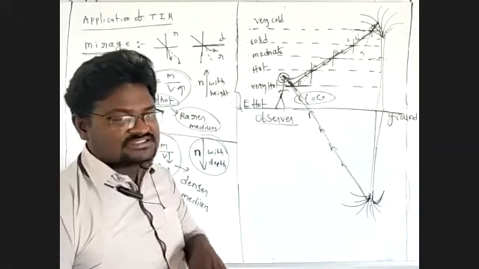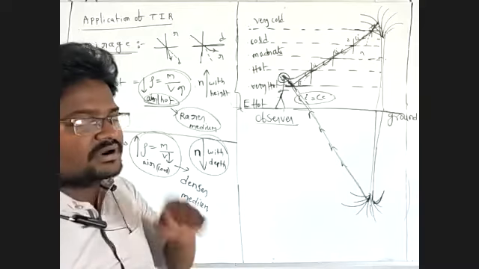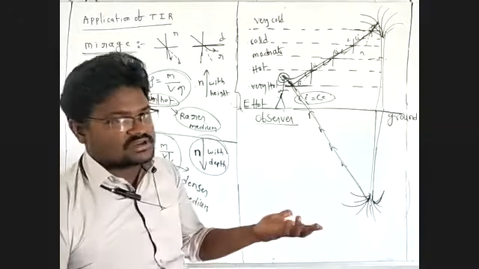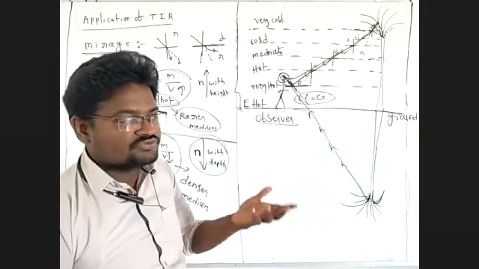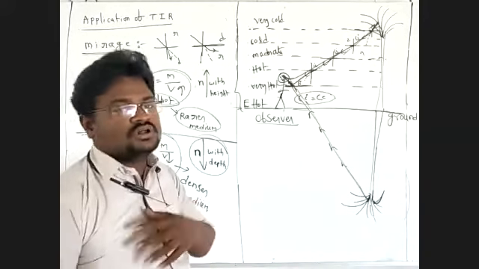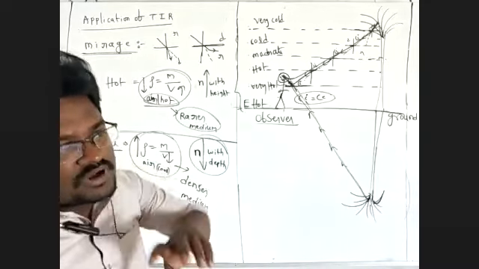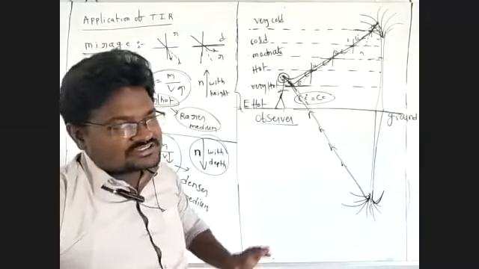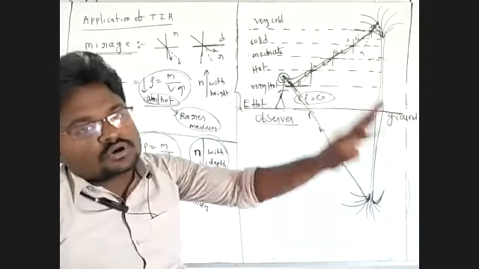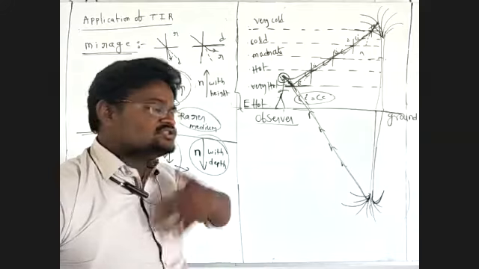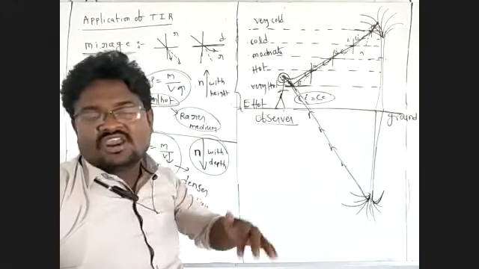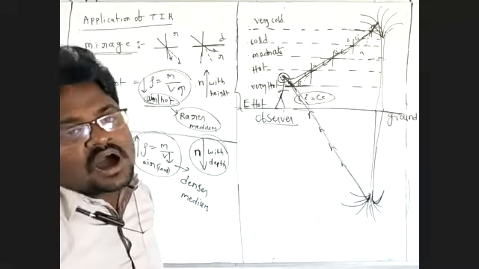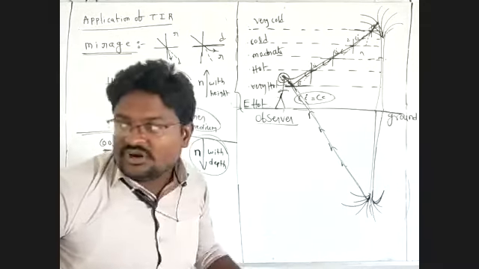Suppose, for example, on hot summer days we are in a bus moving along a straight line on the road. We are looking at a large distance away from the bus, and we find some water on the road. When the bus reaches that point, we cannot find any water on the road. That is an optical illusion. A mirage is an optical illusion.